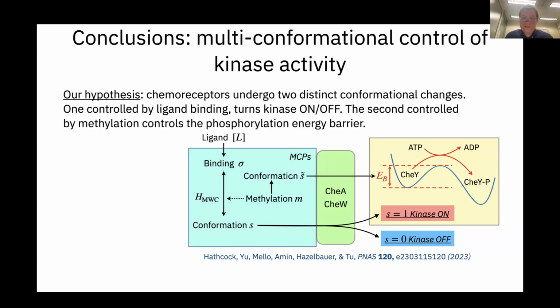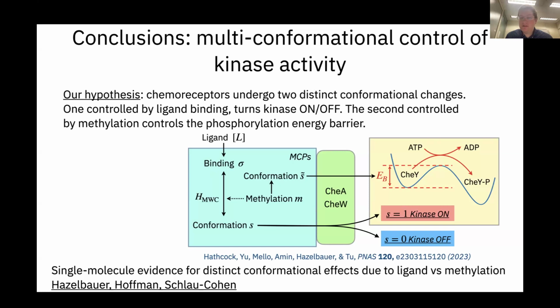And one mechanism for this would be a distinct conformational change within the receptors that encodes this and propagates this to the kinase. So this is a proposal we have, and there's some preliminary evidence in support of this: single molecule FRET experiments on receptors in Gabriella Schlau-Cohen's lab at MIT that are showing distinct conformational effects due to ligand and methylation.